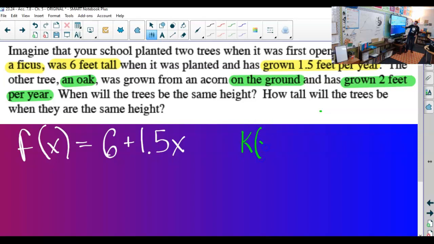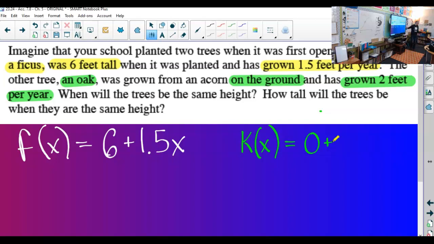Hey guys, anyone guess why I used K for the oak tree? For kilometers. For the height. Do you really want to use O as a letter that we're using? Nah. You could, but that's going to be real dangerous. Is that 0? Is that O? But I normally choose either the first letter or the last letter of an object for the variable. So I'm going to say F of x for the ficus, K of x for the oak tree.